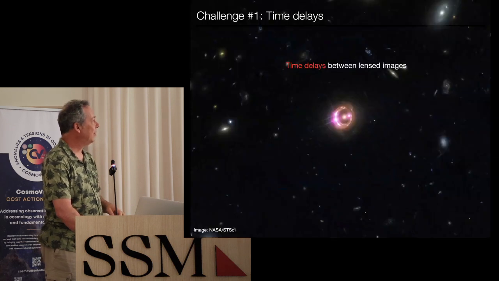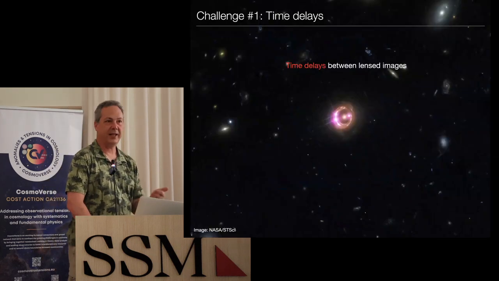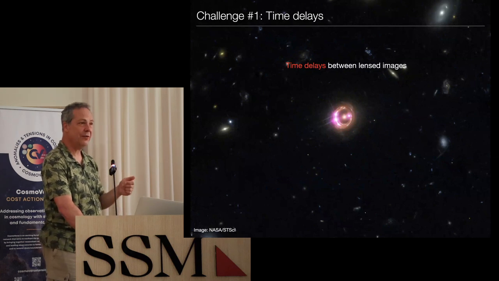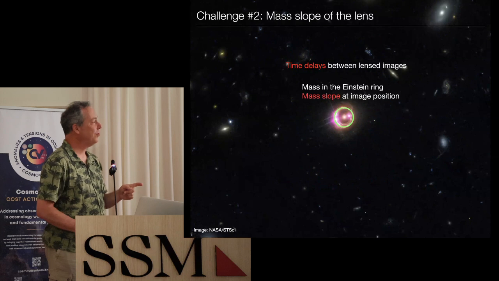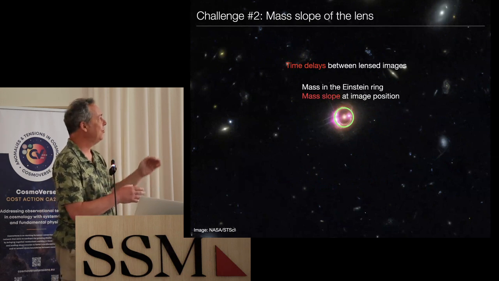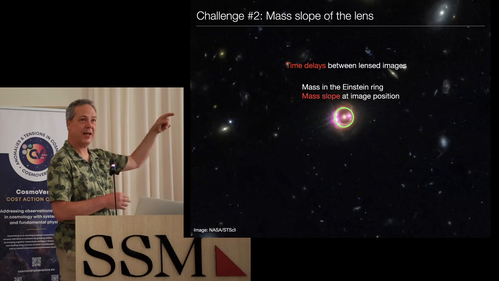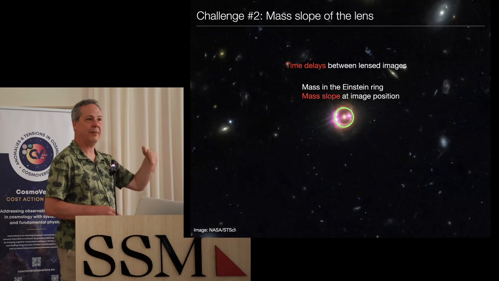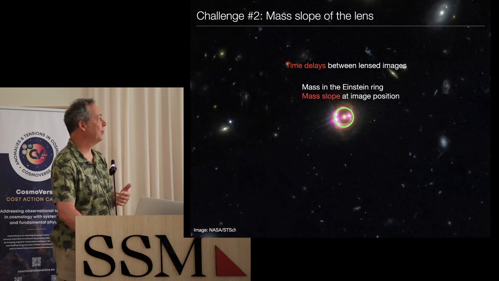Okay. Now what do you need? So you need to measure the time delays. So we'll show you how we do this. That's one of the ingredients. You need to measure the mass in the Einstein radius of your lens, and you need the mass slope, that's psi, at the image position. So the mass slope, the gradient of the mass, is the potential at the image positions.